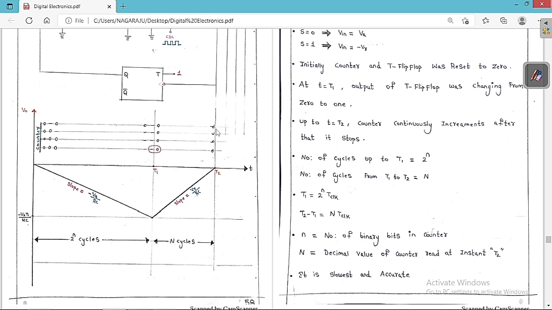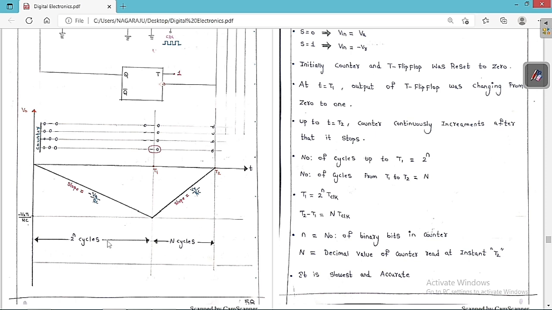So this is the ABCD. I am going to assume it's the counting at the start, at the ending. So this slope is minus VR by RC, and this slope is VR by RC. So the total number of cycles is nothing but 2 to the power of n cycles, because from 0 0 0 0 to 1 1 1 1, generally for n bits we are going to get 2 to the power of n cycles. For 4 bits we are going to get 16 cycles. Similarly, for this one I am going to assume these are the n cycles. N is nothing but the decimal value of this ABCD.